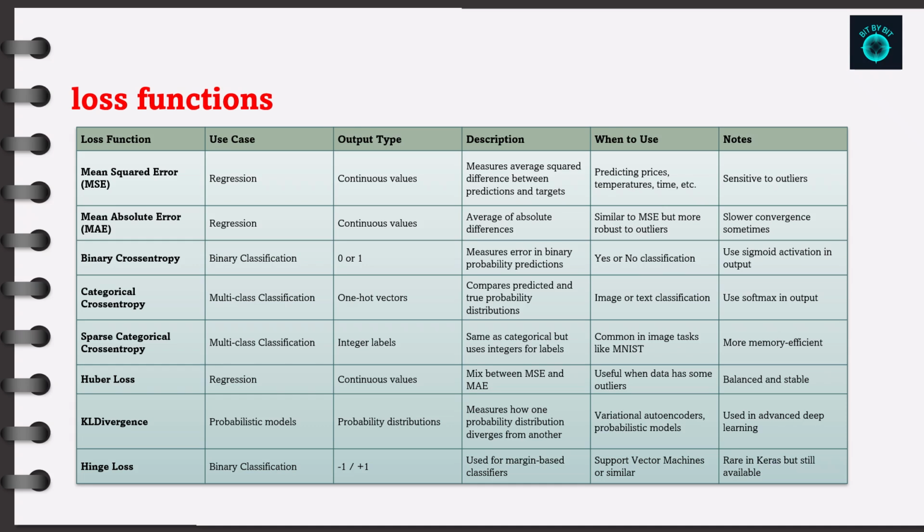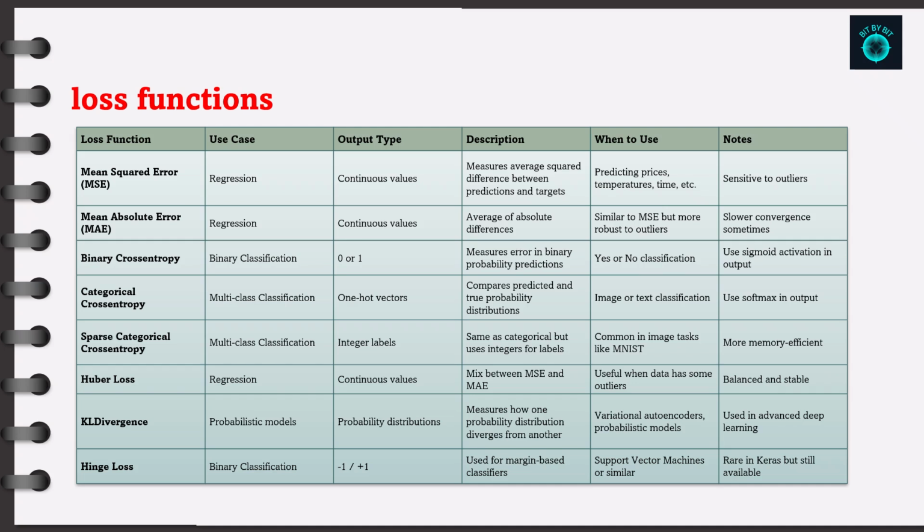Mean absolute error, or MAE, simply measures the average distance between predicted and true values. It's more stable when outliers exist, but it can converge a bit slower. For classification problems, we often use cross-entropy-based losses. Binary cross-entropy is used when there are two classes, for example, spam or not spam. It expects a sigmoid activation in the output layer.